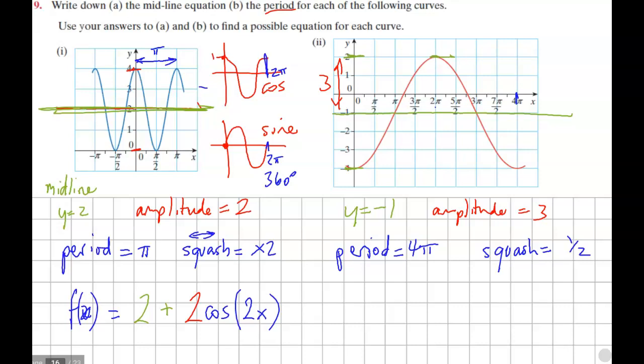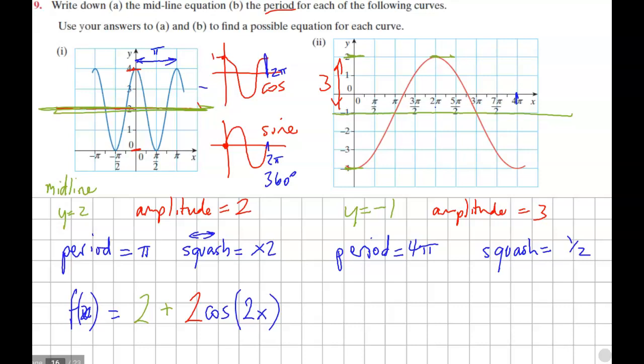Now, lastly, identifying the type of curve. Again, it's about thinking about the cos and the sine. It doesn't seem to be either of those. It doesn't seem to be this U shape. It doesn't seem to be this S shape. What it doesn't do is start at this intersection of the y-axis and the midline, so it's not that S shape of the sine.